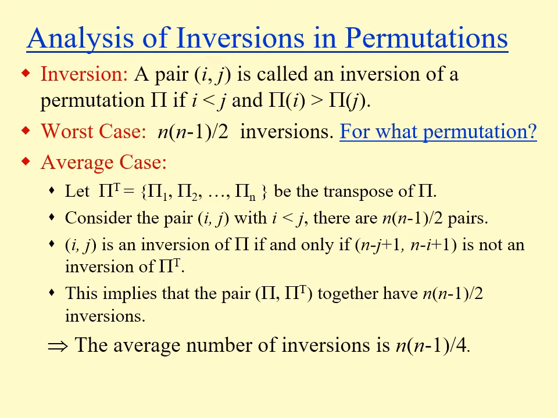Then the worst case for a sorting algorithm is n(n minus 1)/2 inversions. That means we need to correct this number of inversions, then we can sort all of them. So this is a totally unsorted case. What's the case? It means all the pairs are inversions. So all of them are totally unsorted.